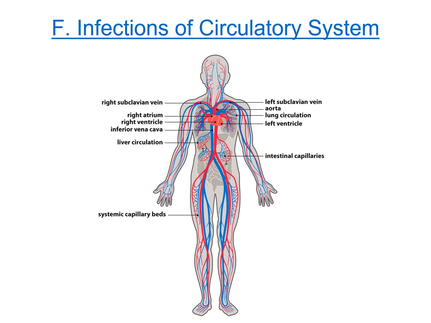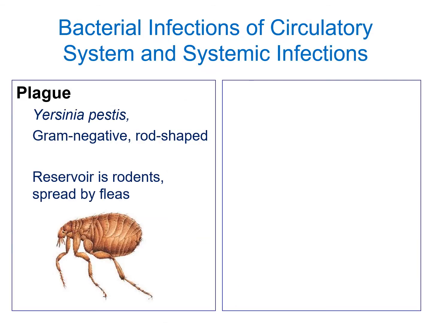So last but certainly not least, we have infections of the circulatory system. Now, once a pathogen gets into the circulatory system, it can move anywhere in the body, and it will give rise to a systemic infection. Remember, systemic is system-wide or body-wide.